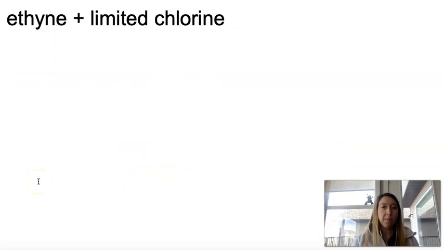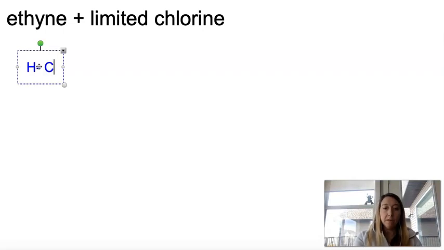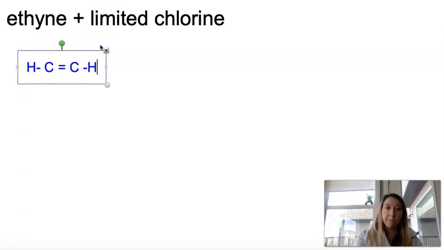Okay, so this is the same example. The only difference now is we have switched over to a limited amount of chlorine. So our starting molecule is still the same. It's still going to be ethyne. So we still have 2 carbons. We now have a triple bond between them. I'll fix that into a triple in just a second.